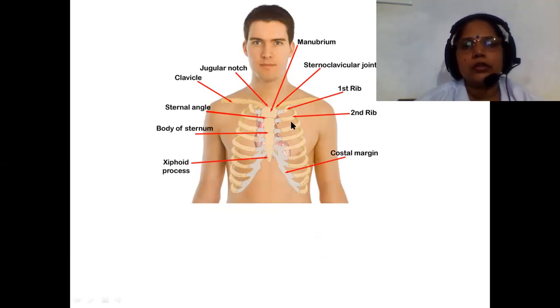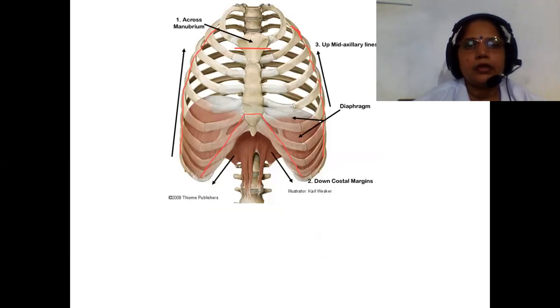Next, this is the thoracic cage with 12 pairs of ribs with costal margin. The heart is present behind the sternum, exactly in the middle mediastinum. See, this is the complete thoracic cage. This is the mid axillary line. This is the diaphragm. This is the manubrium. This is called the sternal angle. This line is called the costal margin. This muscular structure is called the diaphragm.